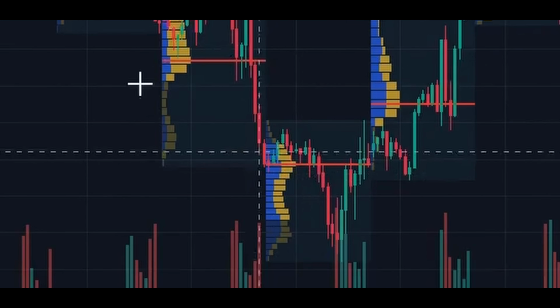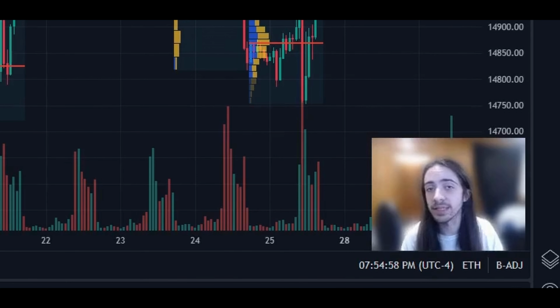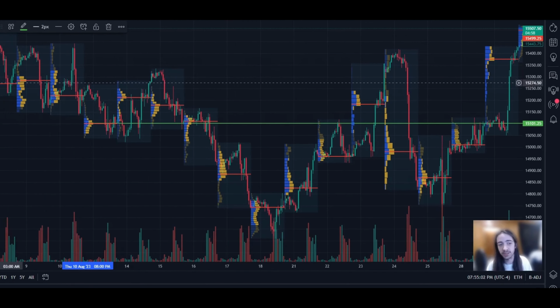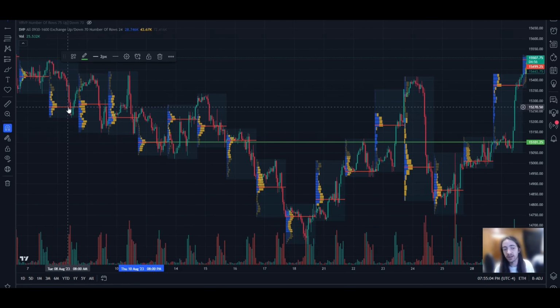So what I would like to do when using the session volume profile is look for these key areas where I see, okay, this day had the volume profile right here at 15,270. The next day it was around 15,285. The next day it was also sort of in this range. So I see that this is a strong area that we were using a couple of times now, right?